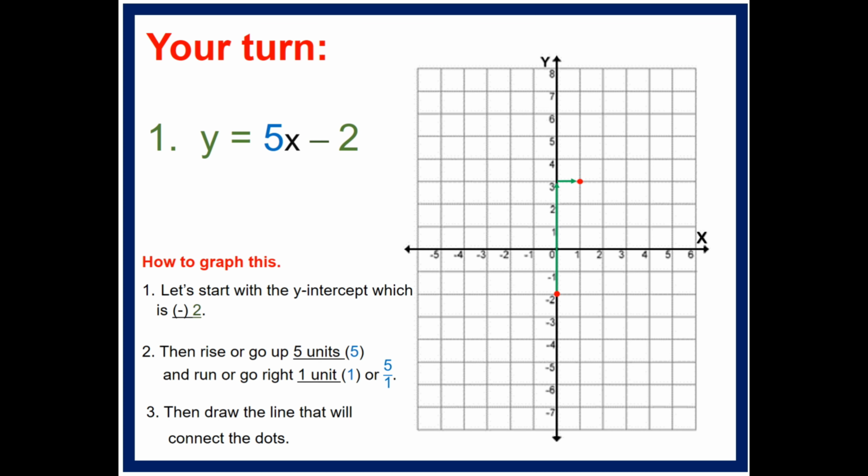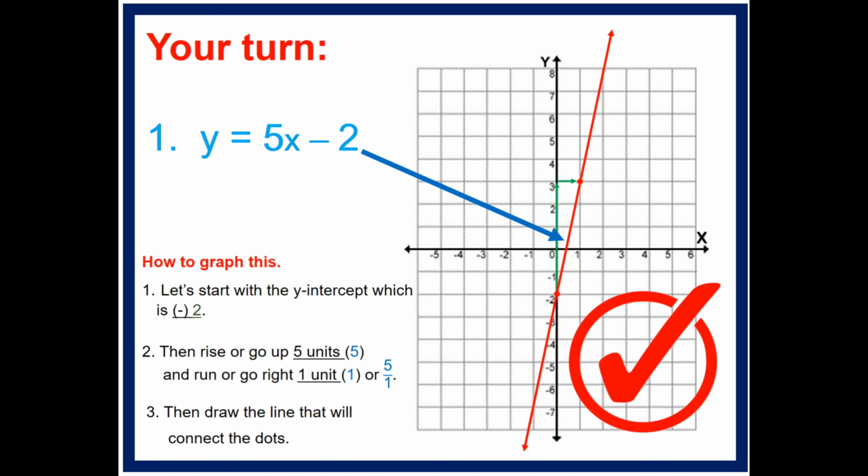What's the third step? Draw the line that will connect the dots. Just like that. You got it. You just graphed y equals 5x minus 2. That's it. You got it.